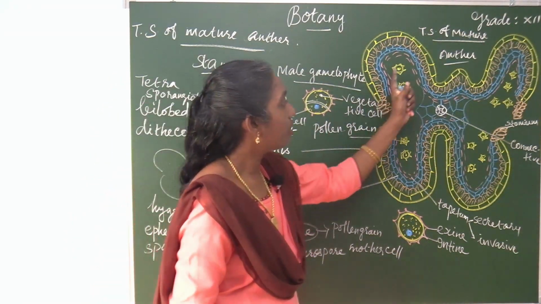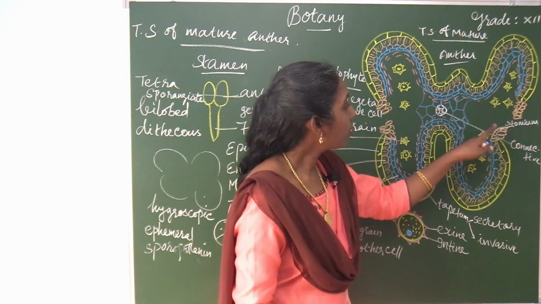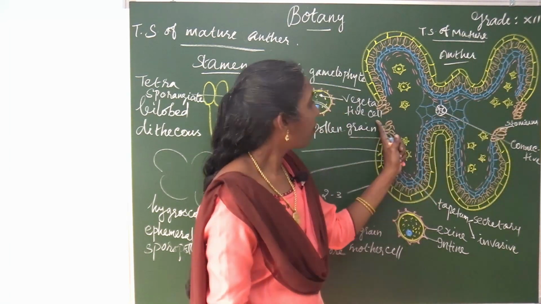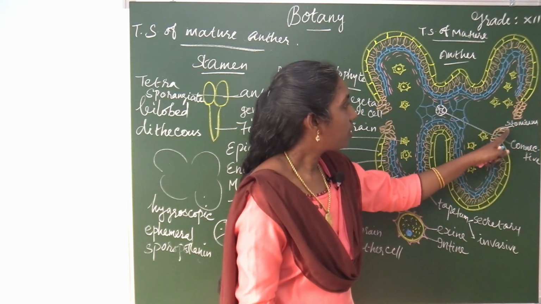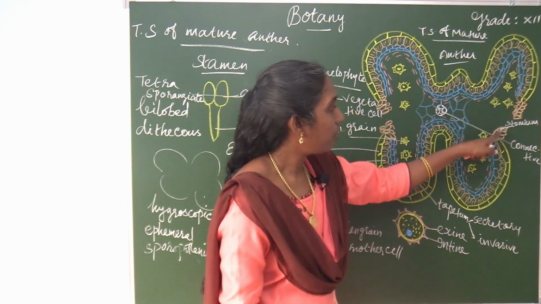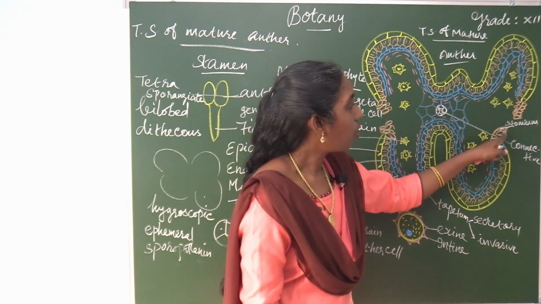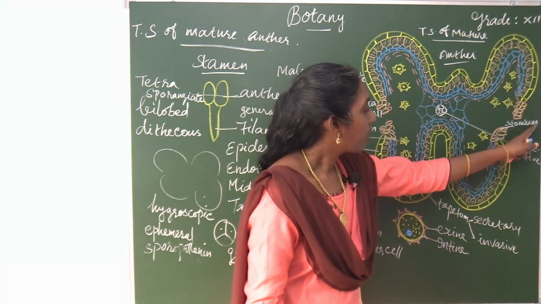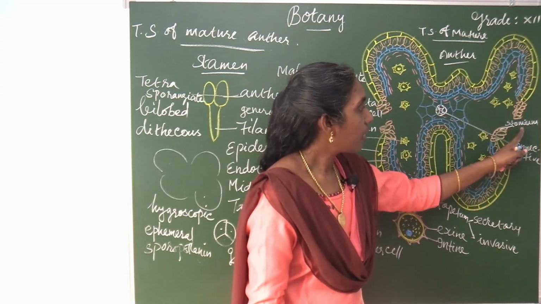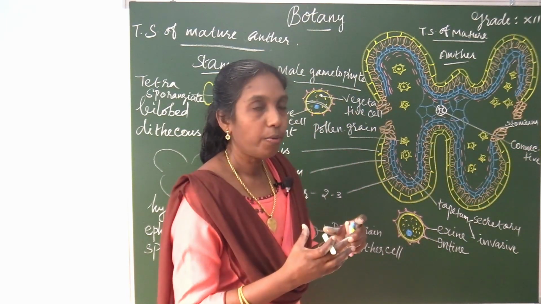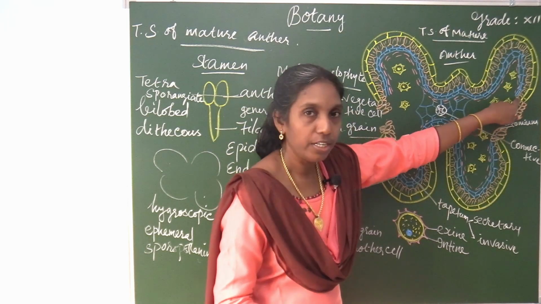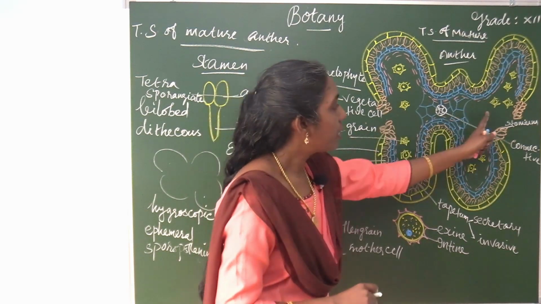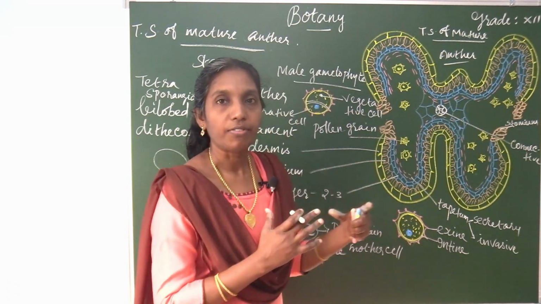How is it liberated? When you look at the diagram again, there are four lobes, and at the junction of each lobe there is a region not interrupted by the endothecium. This contains a typical structure called the stomium. The stomium and the hygroscopic nature of the endothecium help the dispersal of pollen grains. The pollen grains are dispersed through the stomium. That's the function of the stomium.